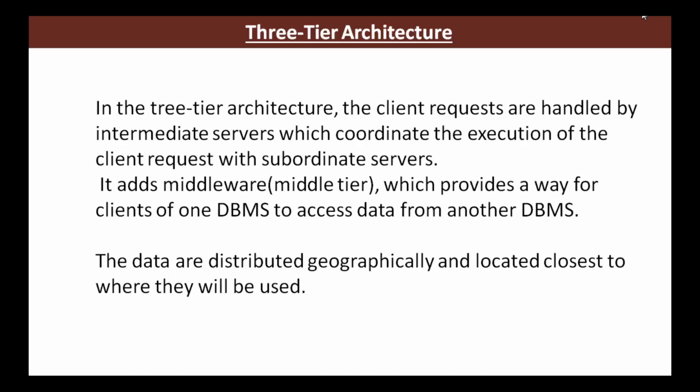The three-tier architecture contains another layer between the client and server. In two-tier architecture we have only two tiers: one is the client tier and the second one is the server tier. Three-tier architecture contains another layer between the client and server. In this architecture the client cannot directly communicate with the server. It communicates with the server through the intermediate layer. That middleware is called the middle tier and also known as the application server.